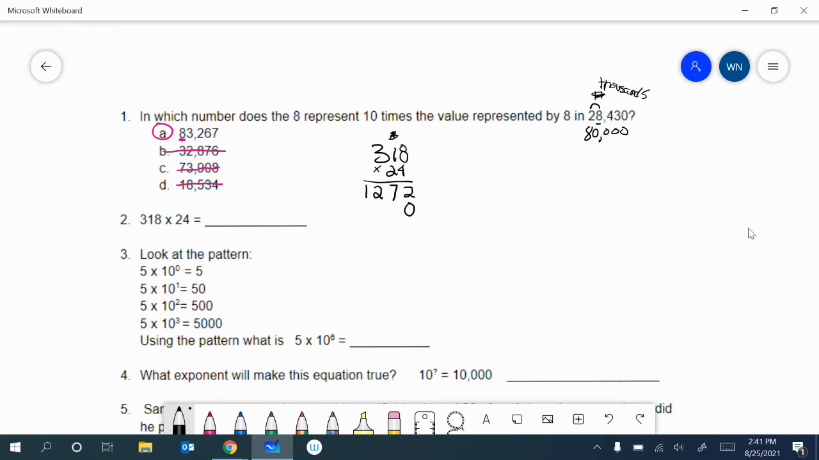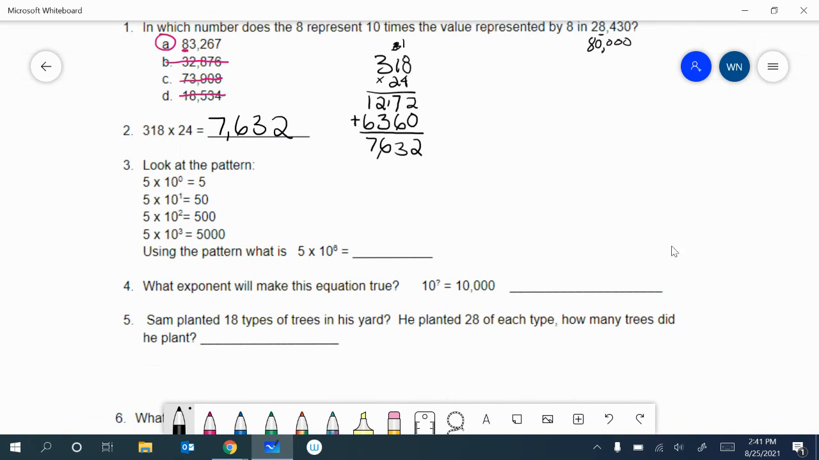I went ahead and put my 0. Don't forget the 0. 2 times 8 is 16. I'm going to carry the 1. 2 times 1 is 2, plus 1 is 3. And 2 times 3 is 6. Now let's add it up. 6 plus 7 is 13. 3 plus 3 is 6. So our answer is 7,632. Remember, if you got the answer wrong, go back and check your work to see where you messed up.